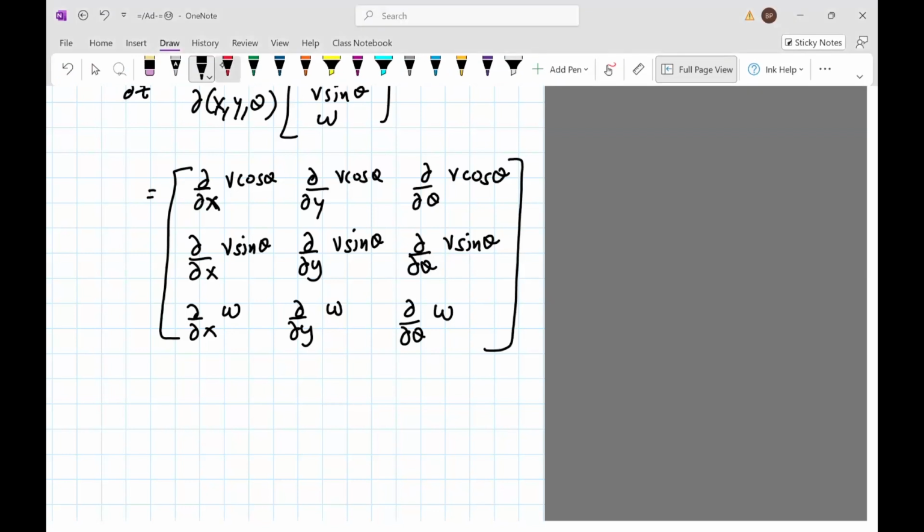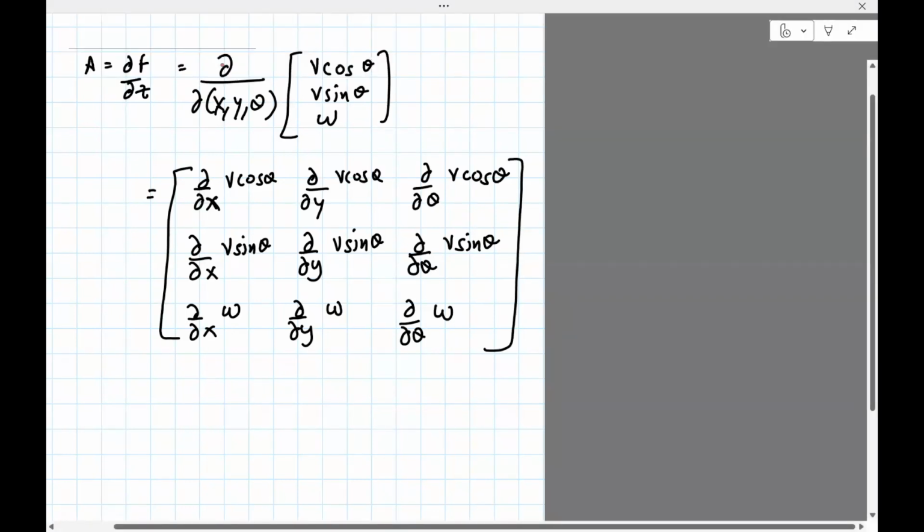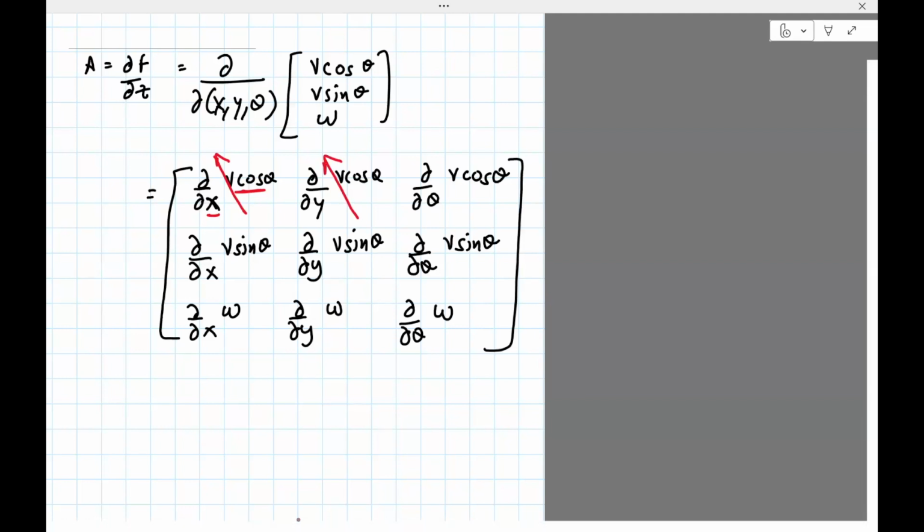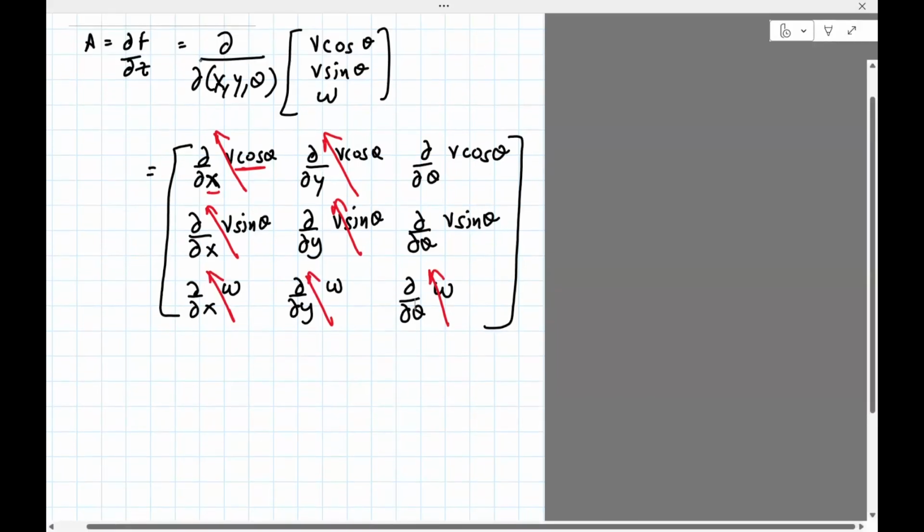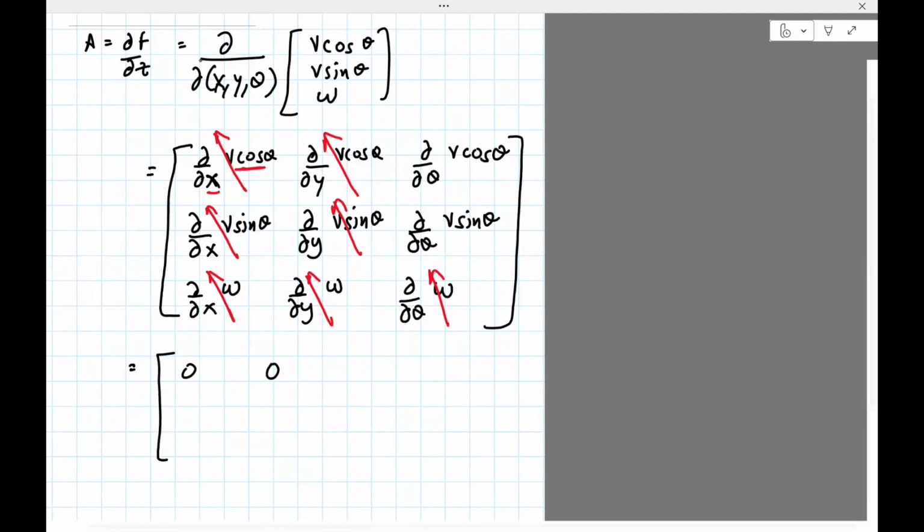Okay, so we see some of these terms will be 0. Like here we have x and nothing here is x, so this should be 0. This should be 0. That's 0, 0, 0. So we are left with essentially 0, 0. The derivative of v cosine theta with respect to theta is minus v sine theta. Then 0, 0. The derivative of v sine theta with respect to theta is v cosine theta. And then 0, 0, 0.